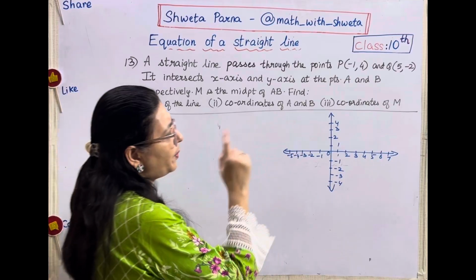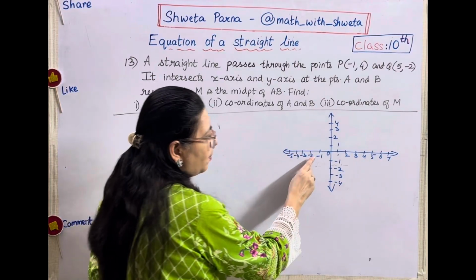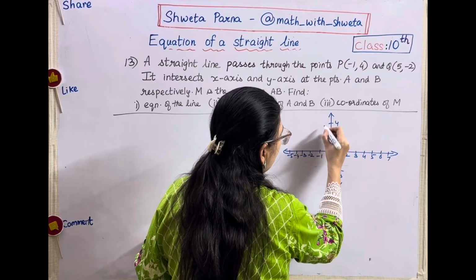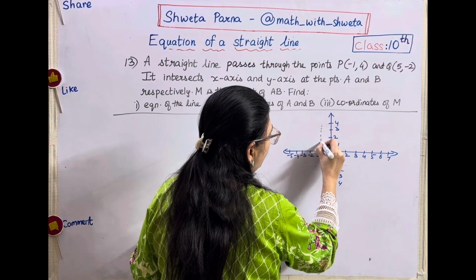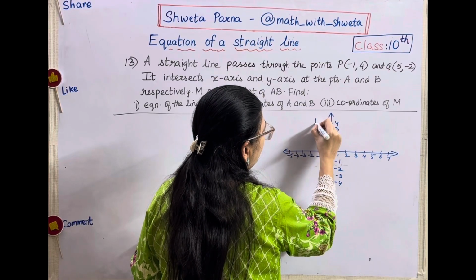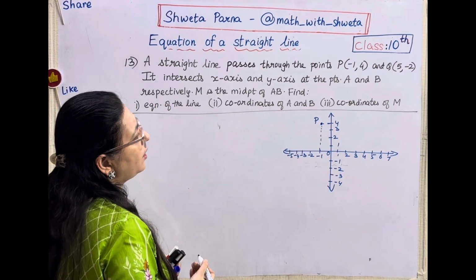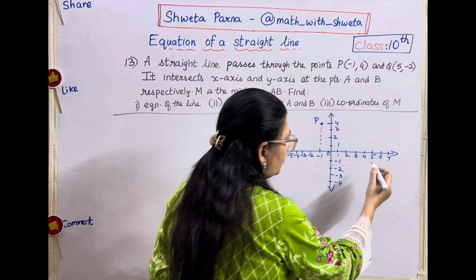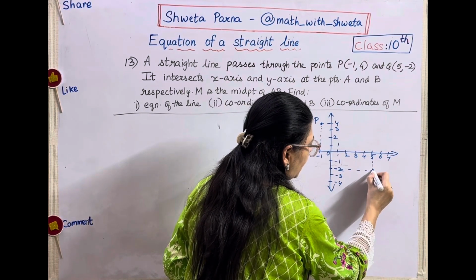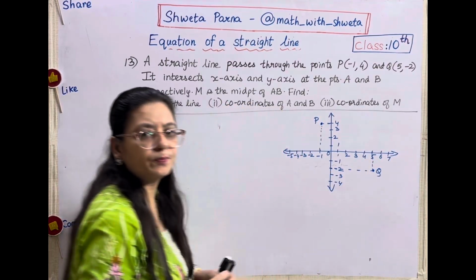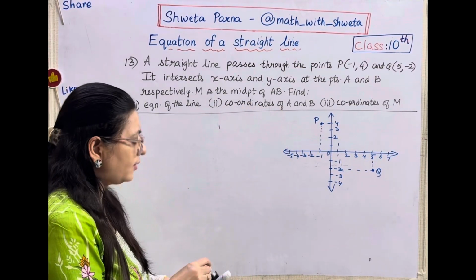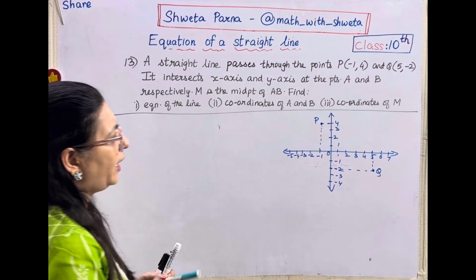First the point P, which is (-1, 4). That means the point would be somewhere here. This is point P. Q is (5, -2), so this is point Q. Now it intersects the x-axis and y-axis at the points A and B.